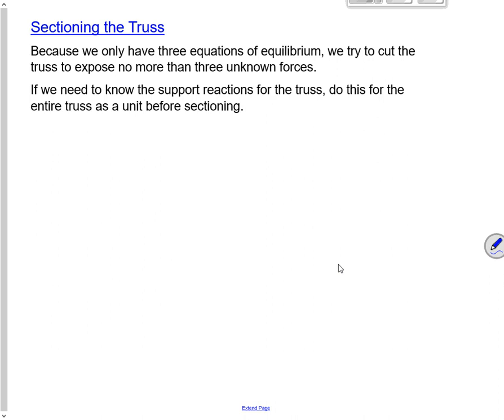How do I know where to section the truss? Usually the problem gives me a pretty good idea where to section it. I'm going to cut to expose forces that I'm interested in finding for the solution to the problem. The big concern, though, is that I've only got three equations of equilibrium, so I don't want to expose more than three unknown forces.